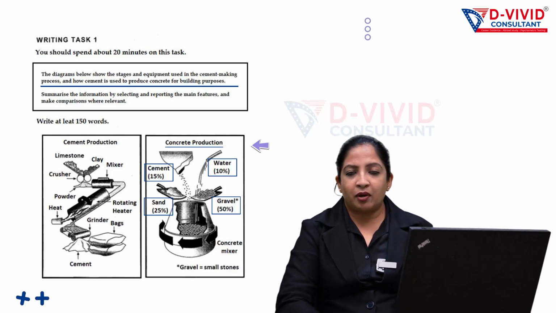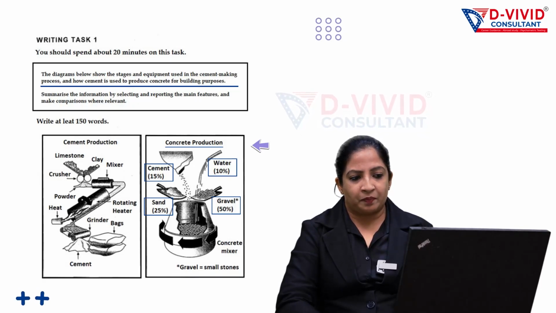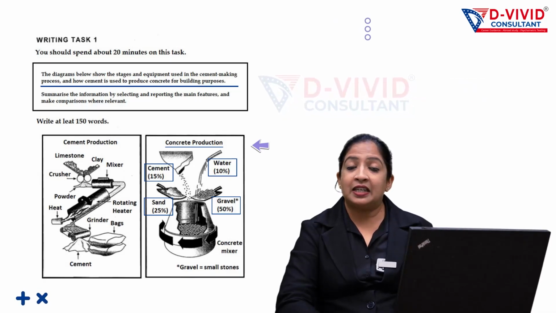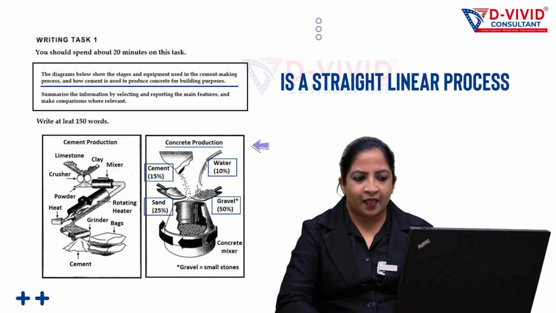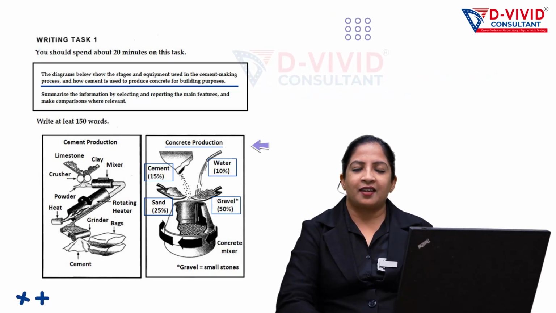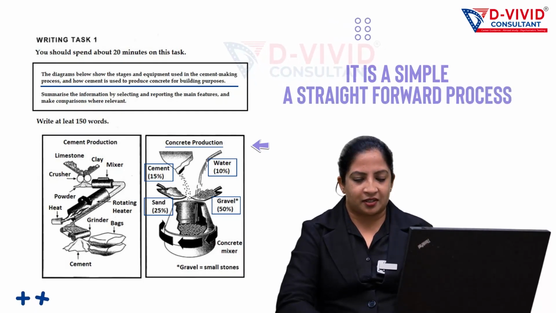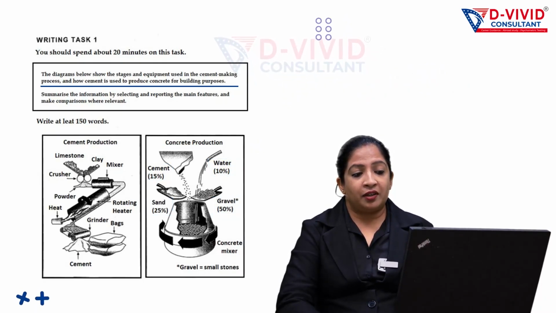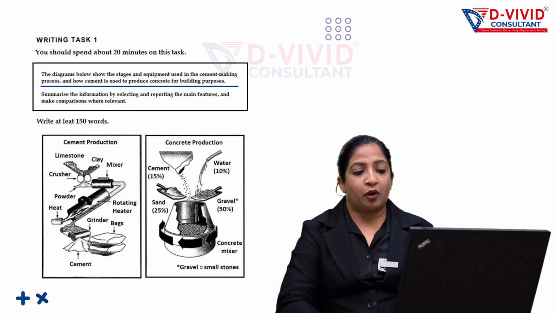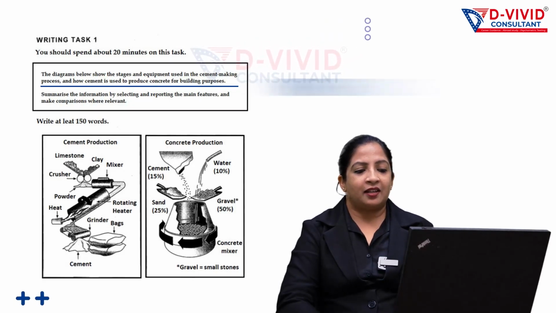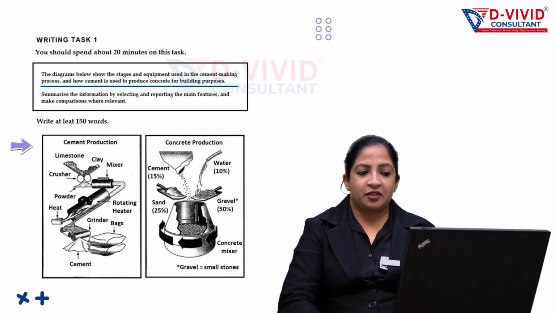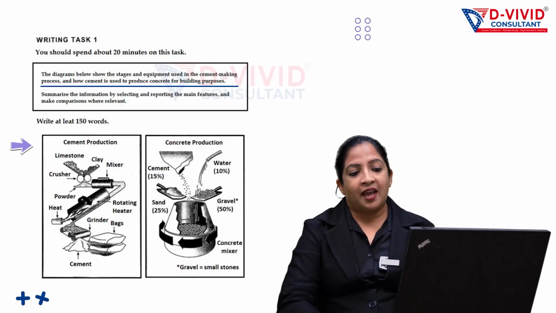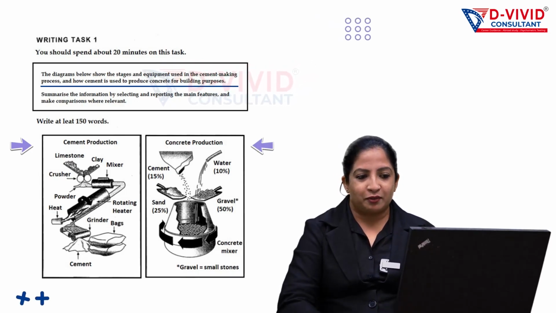Now if I have to think about my overall, what all things should I add? Is it a man-made or a natural process? Obviously man-made. Okay, is it a linear process or a cyclic? It's a straight linear process. Is it simple or complicated? It is a simple, straightforward process. Now if we discuss body 1 and body 2, I think nothing can be so clear, right? Writing the procedure of cement production in body 1 and the procedure of concrete in body 2.